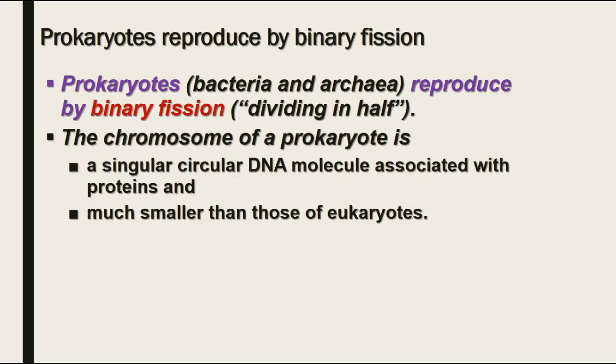Now, cell division works differently in prokaryotes than in eukaryotes, and so we'll talk briefly about what happens in prokaryotes, but remember we're going to spend most of our time concentrating on what happens in eukaryotes. The prokaryotes reproduce by a process called binary fission, and that just means dividing in half. Basically, prokaryotes are very simple. Remember, they have only one single DNA molecule as their chromosome. It's a single circular DNA molecule. It's much smaller than the multiple chromosomes of eukaryotes.